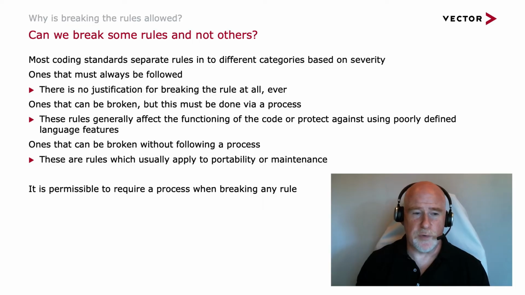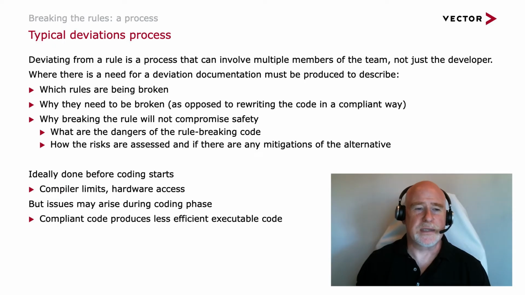But note, it's also permissible for a company to have a process that you have to use when breaking any rule. So a deviation process is a process we can use to break the rules. And this usually involves multiple members of a team, not just the developer who might just decide, I don't want to follow the rule in this case. So where there's a need for a deviation, we must produce documentation to describe which rules are being broken, why they need to be broken, as opposed to rewriting the code in a compliant way, and why breaking the rule will not compromise the safety of the code.